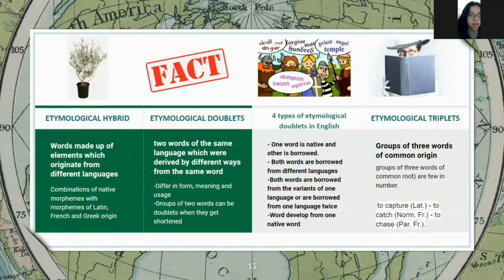Now we have the fourth: one word develops from one native word. These are usually words borrowed from the Old English and they are purely created by the English language. So the word grubble is an English word that has still been used and it comes from the Old English. And finally, we have etymological triplets. Etymological triplets are groups of three words of common origin. So words like to capture, to catch, and to chase have the same root, but they are used in different contexts.